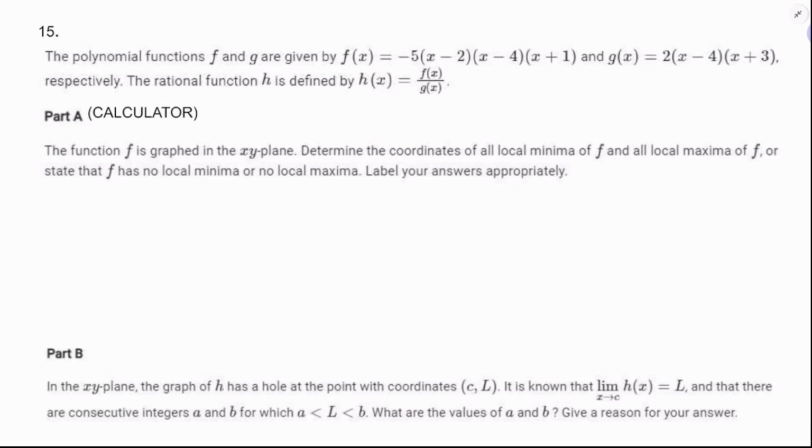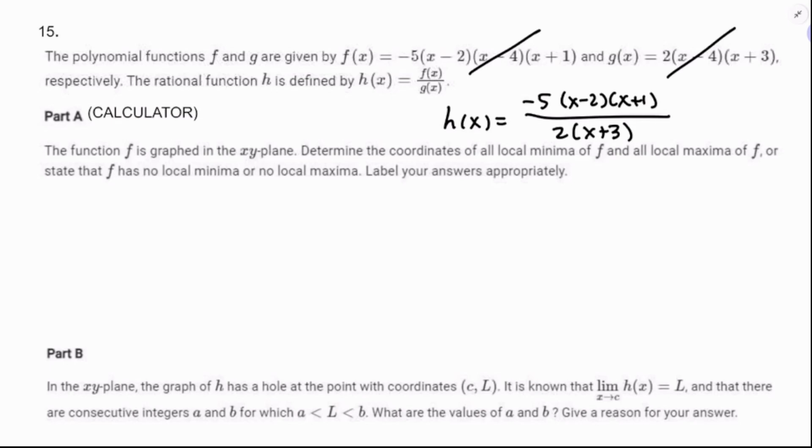All right, the next one is going to give us two factored polynomials and then talk about h, which is defined by the ratio of them. All right, f is graphed in the xy plane. Local maxima and local minima: state that there are none. Man, I'll bring in the calculator screen. Okay, let me just maybe simplify this first. H of x is going to equal f over g. Okay, so these factors are going to cancel, and there's no x plus 3, so it's negative 5 times x minus 2 times x plus 1 divided by 2 times x plus 3.